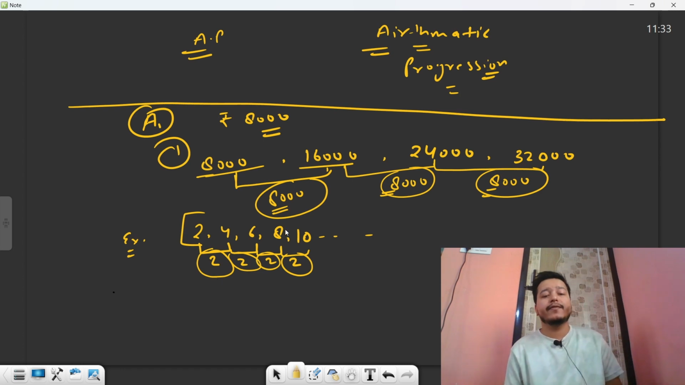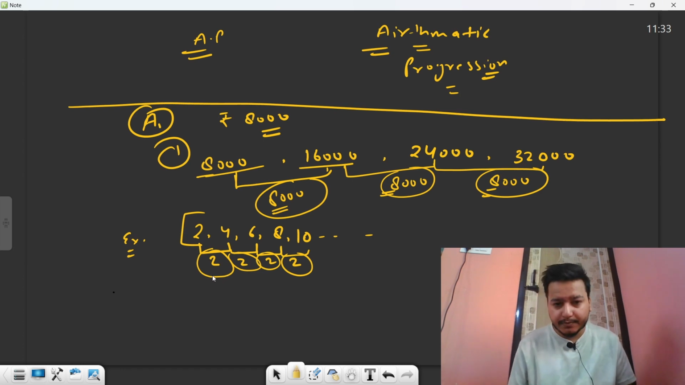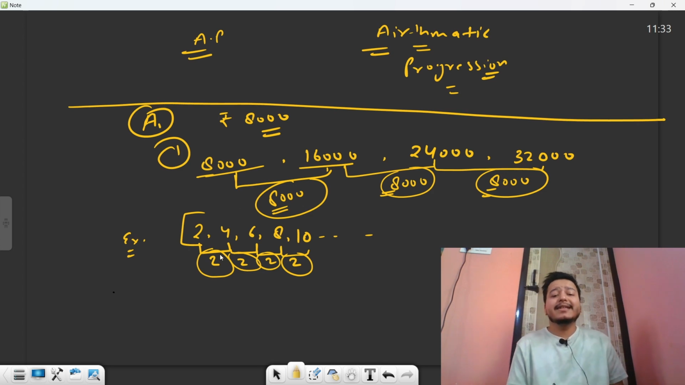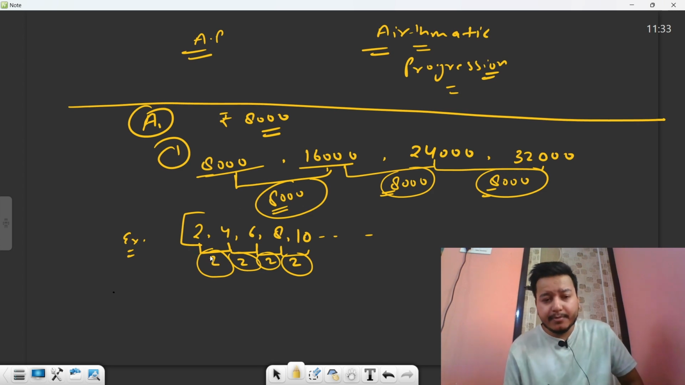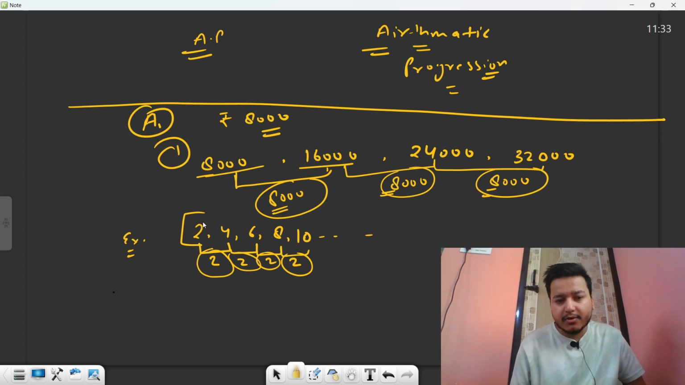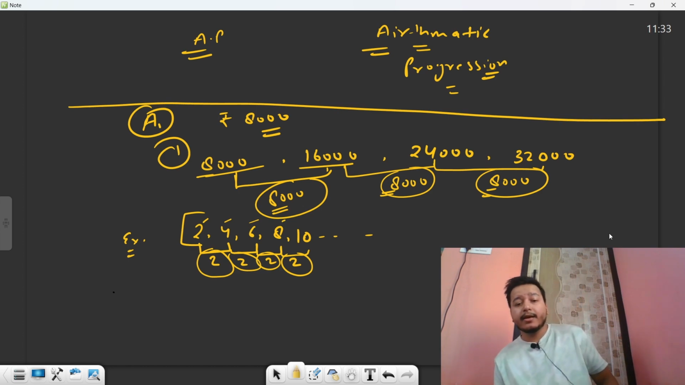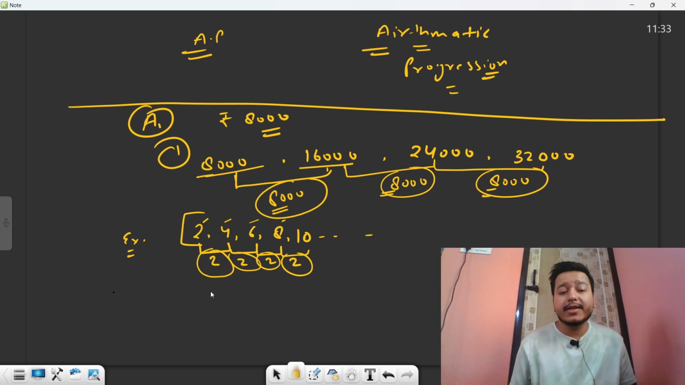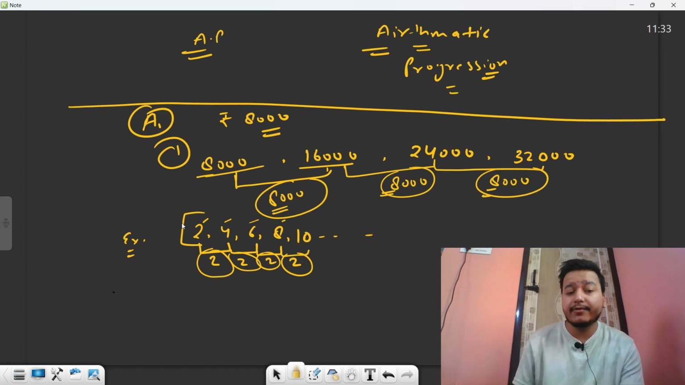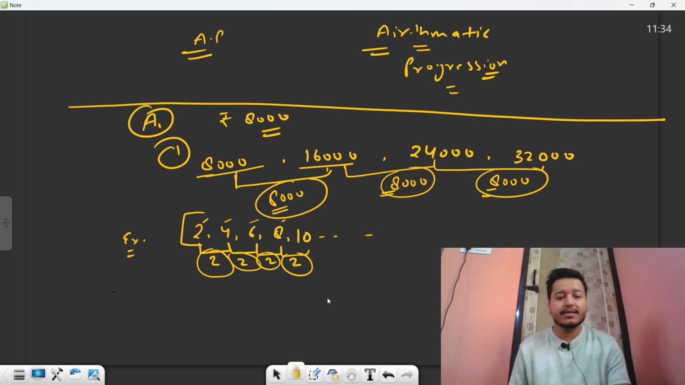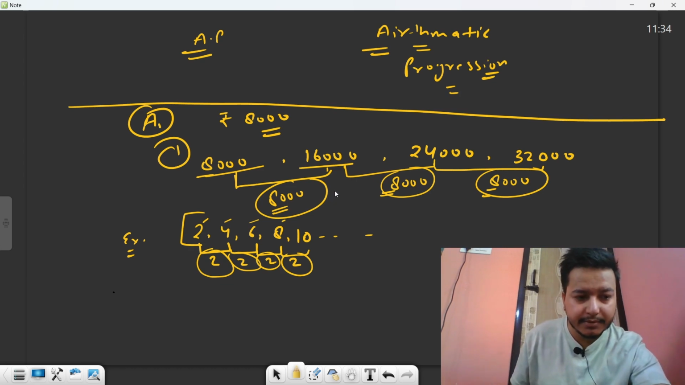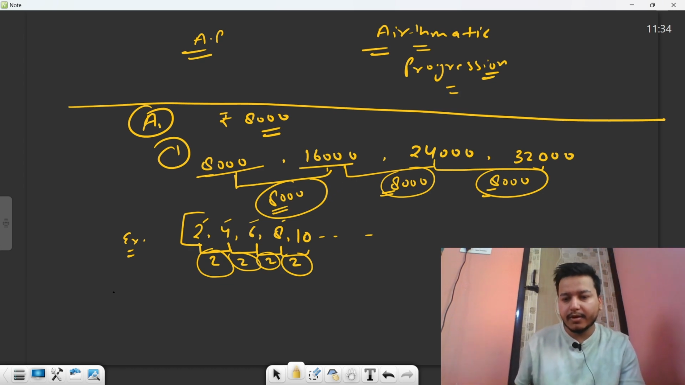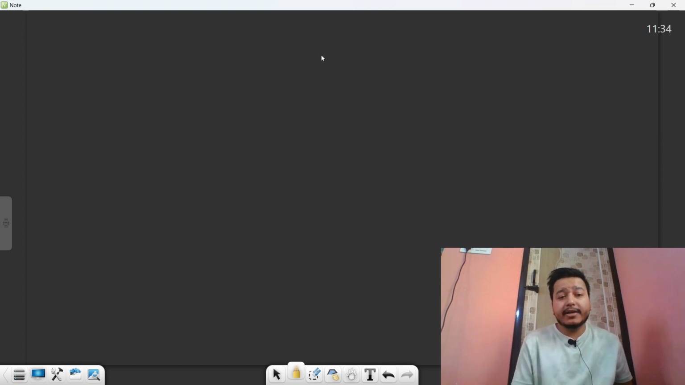So in the first example, we saw a fixed gap of rupees 8,000, and in the second example, we saw a fixed gap of 2. So this is a series which has a fixed gap between each term. These are called terms: first term, second term, third term, fourth term and so on. Between each term there is a fixed gap. If we get this kind of series, then we call this series an arithmetic progression. So we understand what an arithmetic progression is.